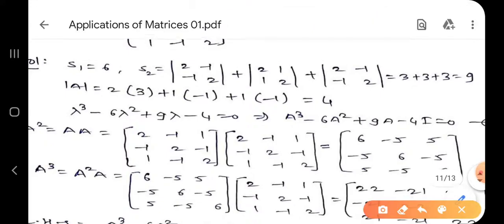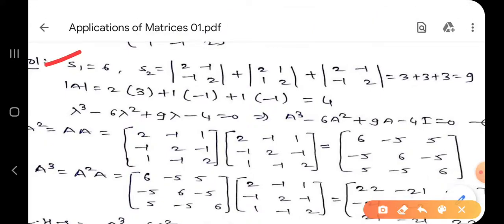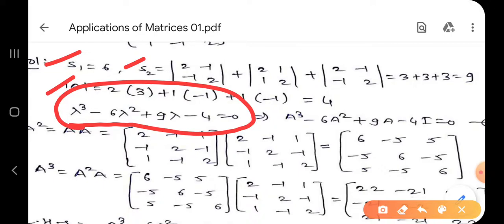So we get all values. Which values do we get here? We get s1, we get s2, and we get the determinant. So what is our characteristic equation? Lambda cube minus 6 lambda square plus 9 lambda minus 4 is equal to 0. Understood everybody? So this is our characteristic equation. Now in place of lambda, write down A.